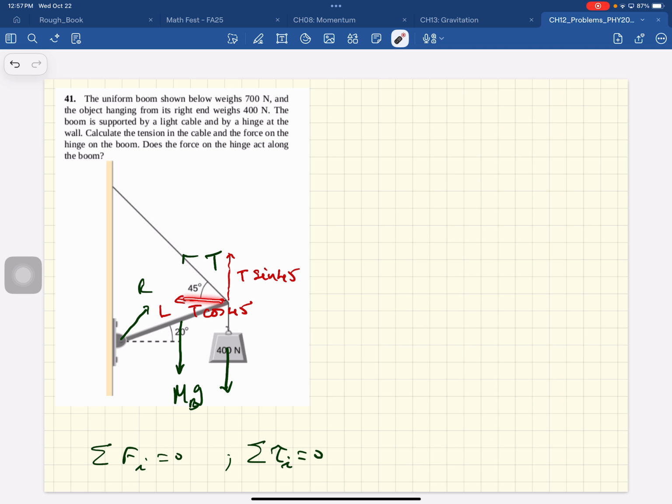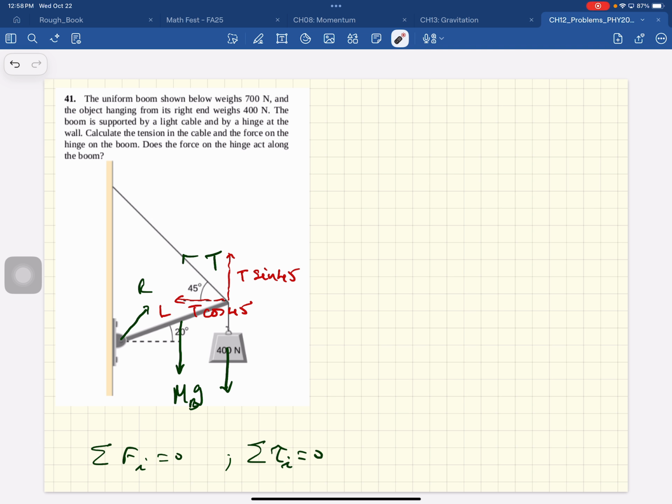The moment arm for this force is this length, which is L sine 20. The moment arm for this force is this length, which is L cosine 20. The moment arm for this force is that, which is L by 2 cosine 20. The moment arm for this force is that, which is L cosine 20. All right? So you have to be able to see all of that.